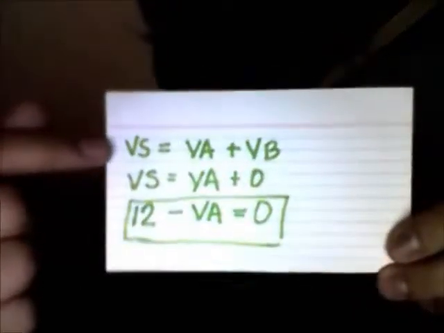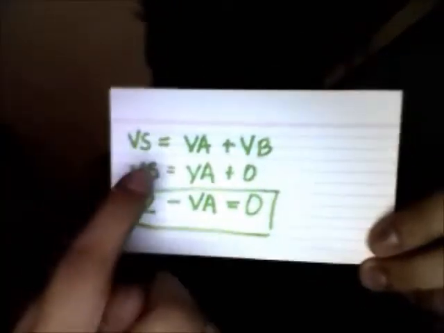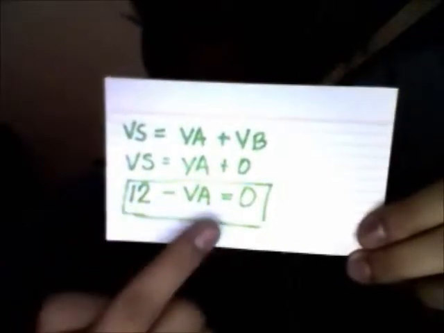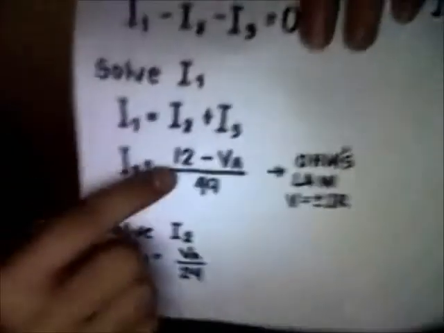I have here that the voltage source Vs is equal to VA plus VB, and since VB is equal to 0, I have only these two. So the remaining would be 12 minus VA equals 0. This is the voltage from the reference node, the voltage of I1. So here I1 is equal to 12 minus VA over 49.